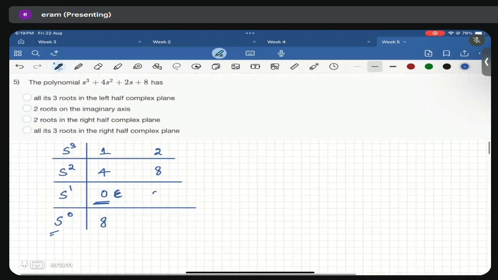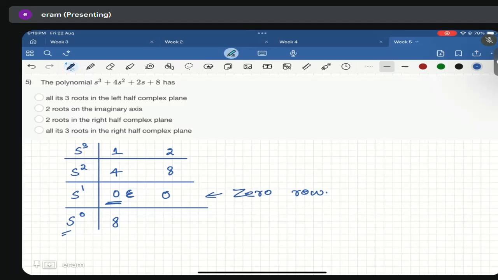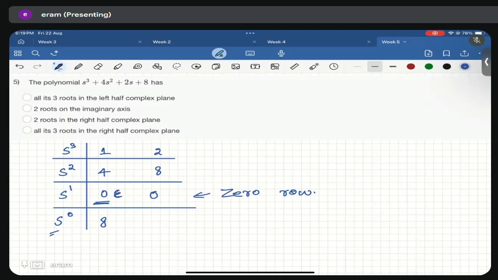Okay, yes, actually you were right. This will be 0. So this is all row 0. We have encountered a 0 row where we have all the rows 0. Right. So if we have all rows 0, then what does it mean? What can we say about it?